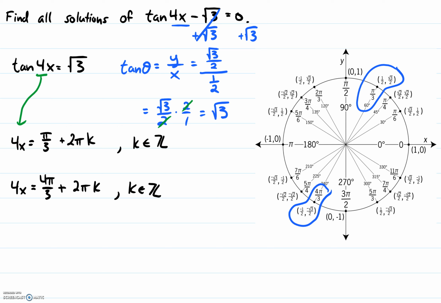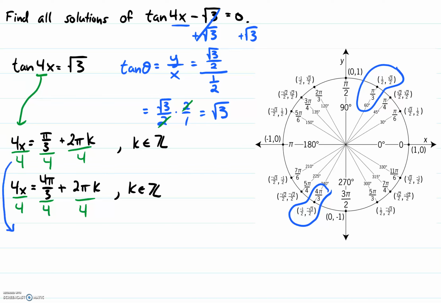And so now, what we can do to solve for x is we can just divide everything by 4. And so that means dividing the 4x by 4, the pi over 3 by 4, and the 2 pi times k by 4. And we're going to do that on both of our solution sets. And so now I'm going to bring each of these down here separately.